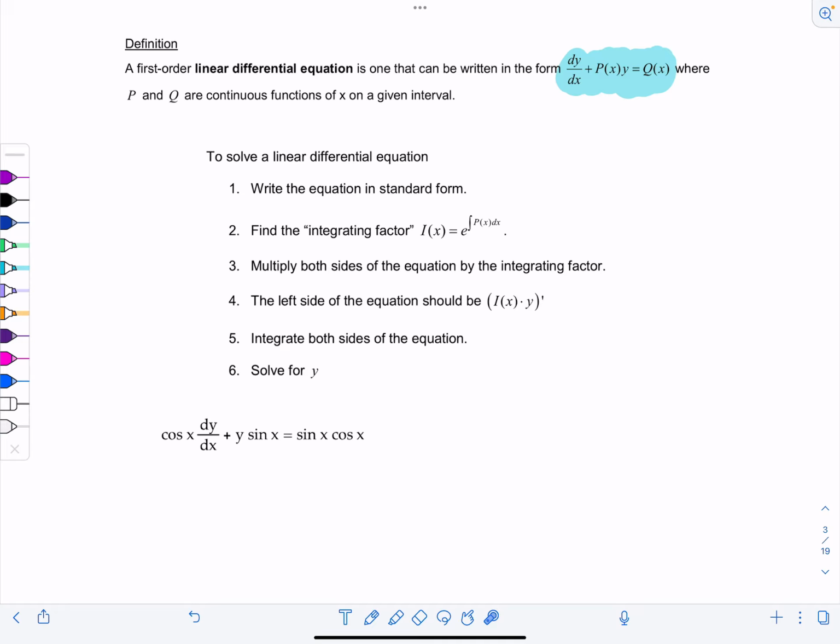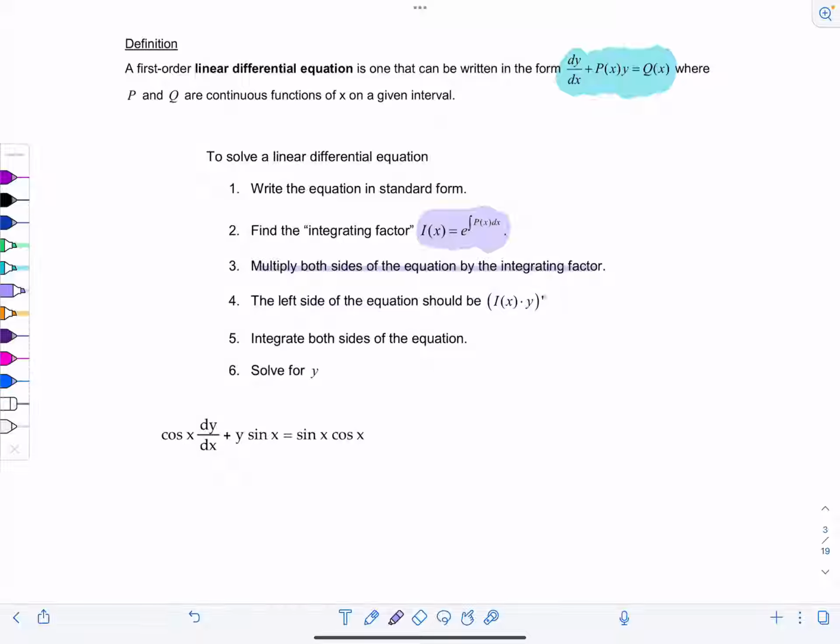All right, so to solve, you have to write it in standard form first. Then the little trick to solving these is you find the integrating factor I of x. I of x equals e raised to the antiderivative of p of x dx. You don't need to worry about the plus c when you find the integrating factor. You just get it, and then you multiply both sides of the equation by the integrating factor.